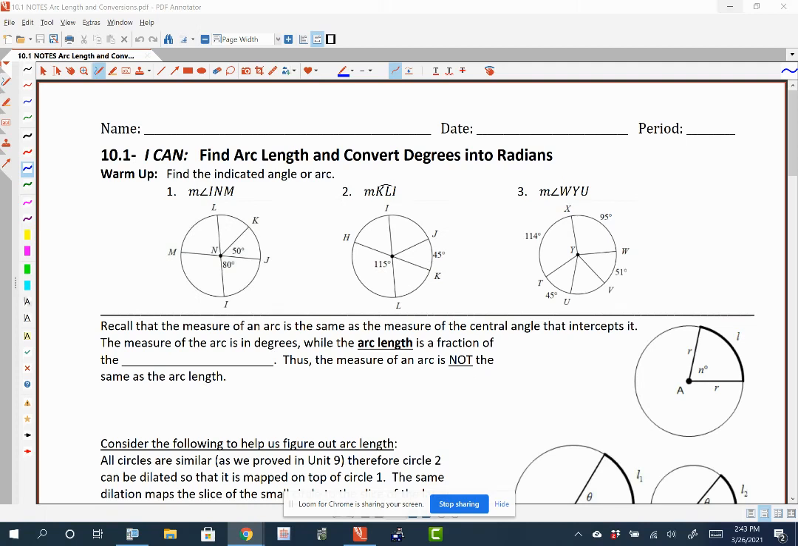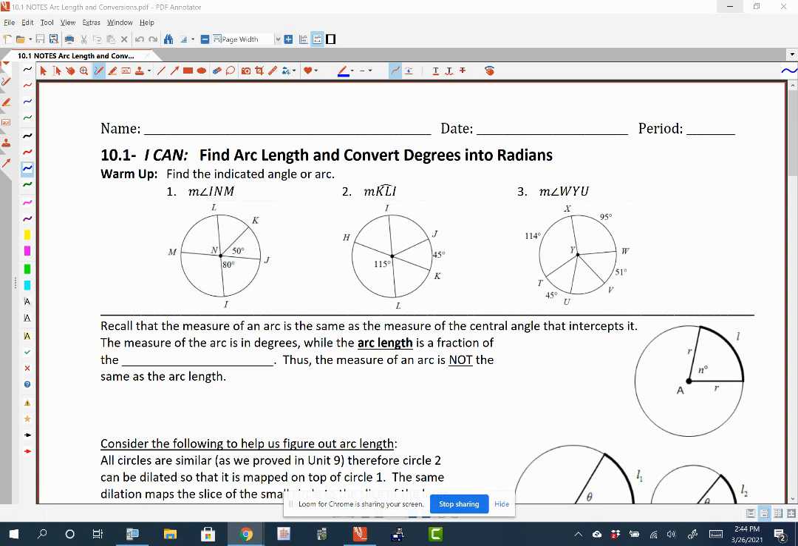Video, we are starting section 10.1, and our objective is to find arc length and convert degrees into radians. So we've dealt with measures of arcs, but now we'll actually find their length, and we've dealt with degrees, and we kind of saw that radians was coming, and now we're ready to learn about that. So before we start, let's go ahead and look at our warm-up.